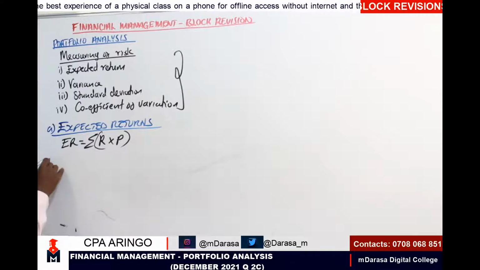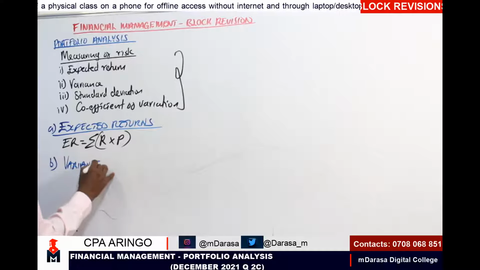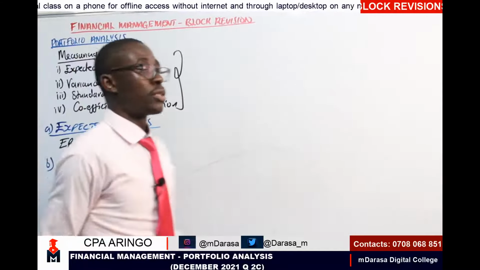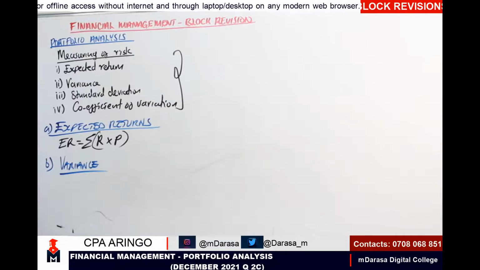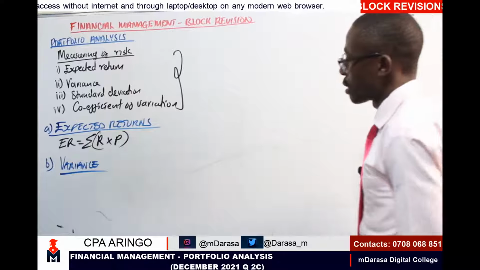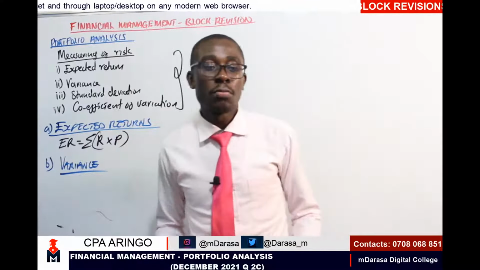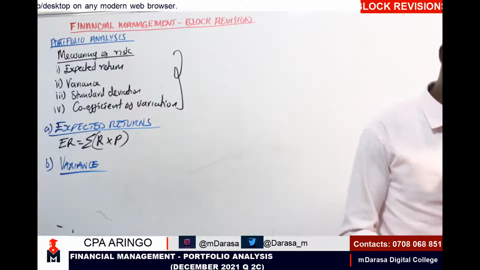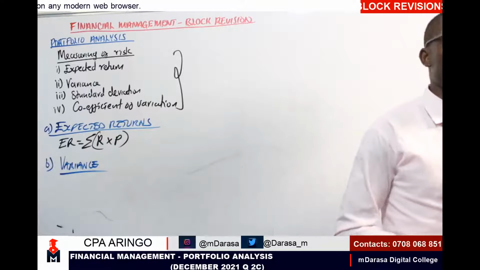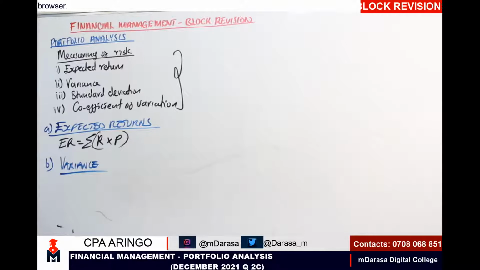Now, number B, variance. Anytime you're talking of the variance, it basically relates with the expected return. And before we go to variance, my good students, you should understand that anytime you're talking of expected return, you normally tend to say that the higher the expected return, the higher the risk. That is what you should always have at the back of your mind.